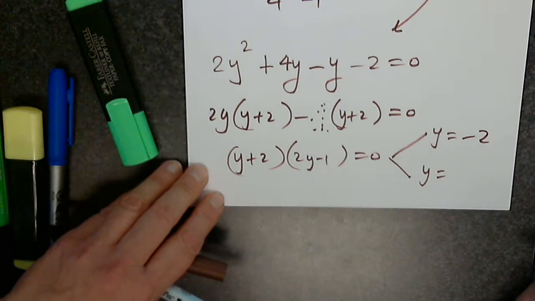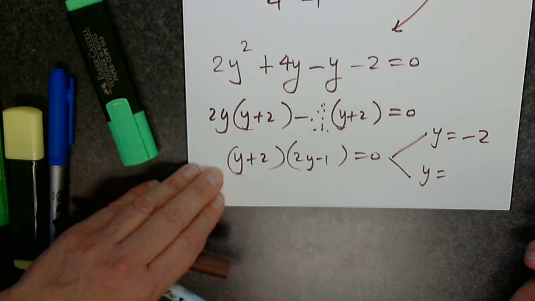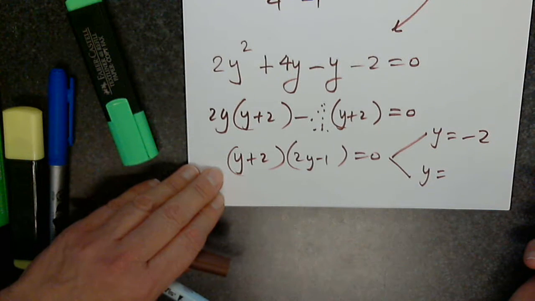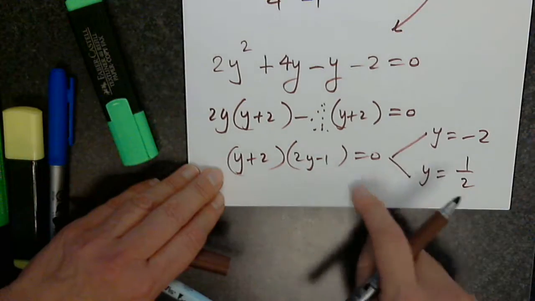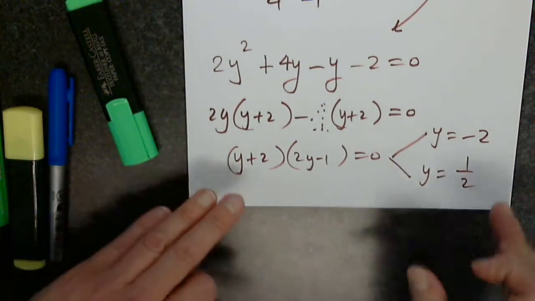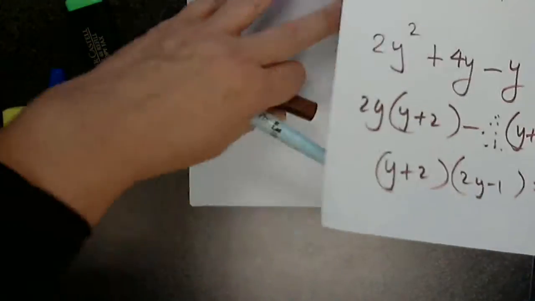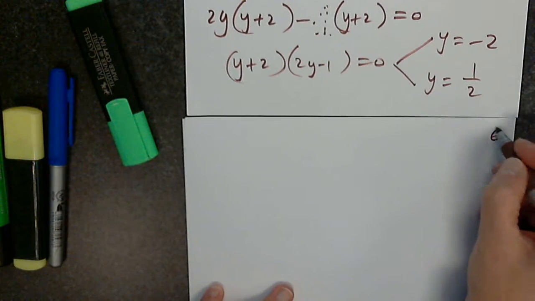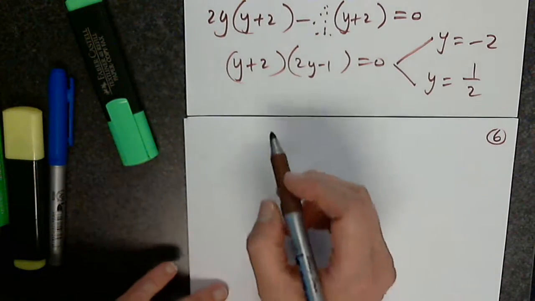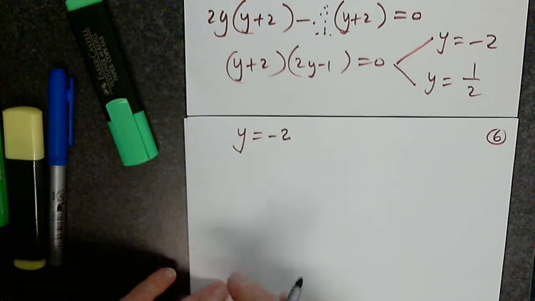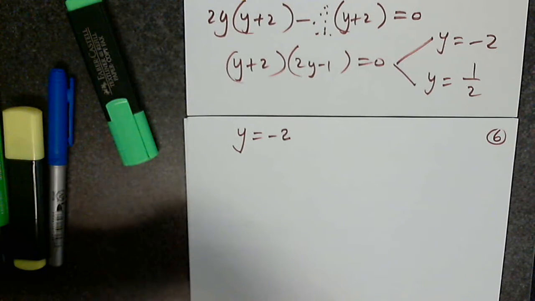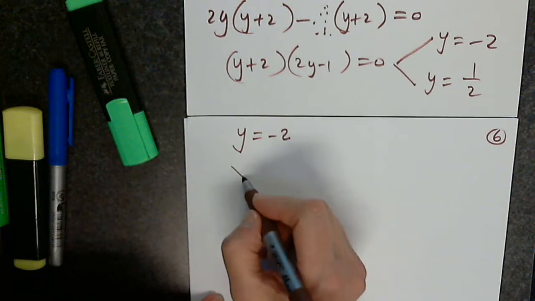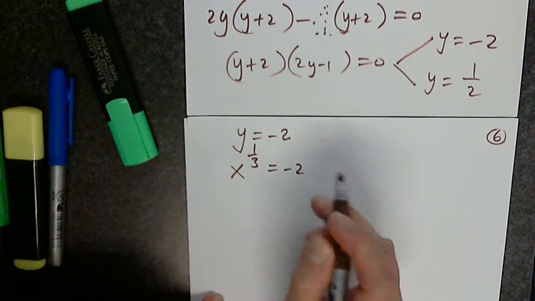Perfect. Yeah, 1/2. Very good. You move one and divide by 2. Perfect. We are a very good team. So now I have two equations to solve. Instead of y equals -2, I have to write x to 1/3 equals -2.